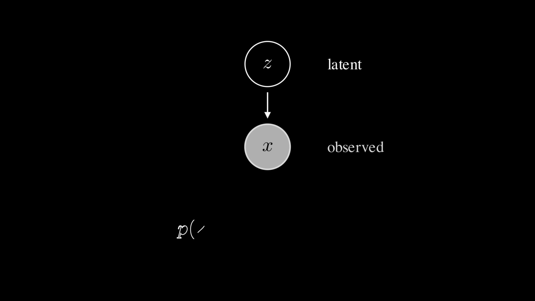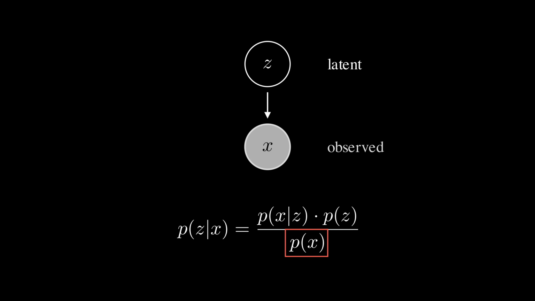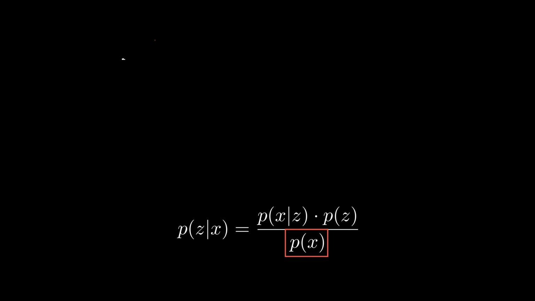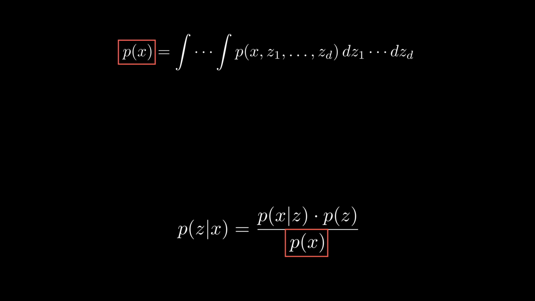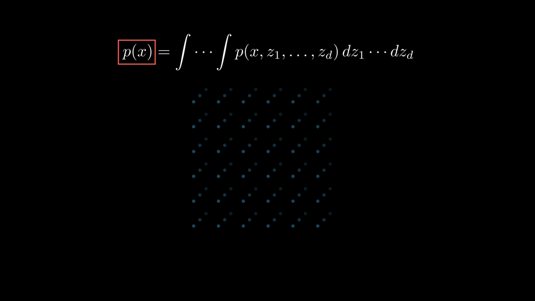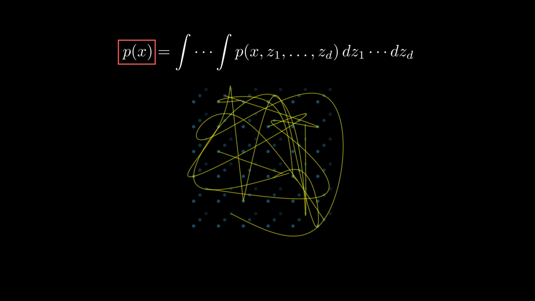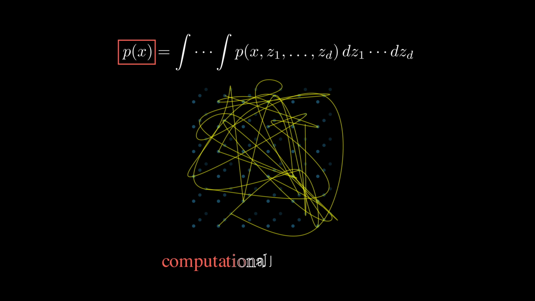Our goal is to figure out the posterior distribution P(Z|X), which tells us what values of Z are likely given what we observed, and Bayes' rule tells us this equals P(X|Z) times P(Z) divided by P(X). Here's where things get tricky though, because that denominator, P(X), requires us to integrate over all possible values of the latent variables. And when you have many dimensions, this integral becomes computationally impossible to solve.